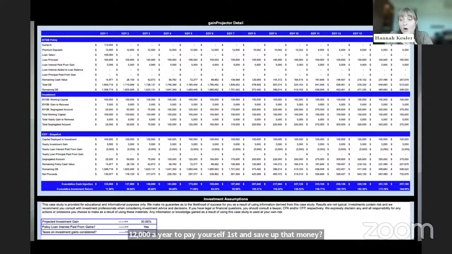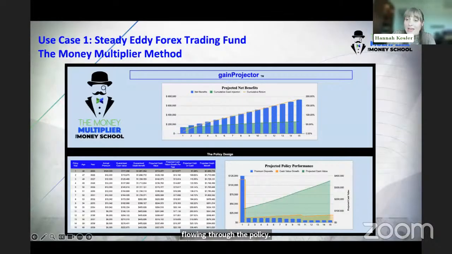I teach my folks that we should be saving at least 10% of our income. And the money that we're saving, that's the dollars that should start flowing through the policy. So what we're going to do in year two is put $12,000 into that policy. So year two, right here, I put in my $12,000. And in year two, my cash grows by $13,000 and some change.